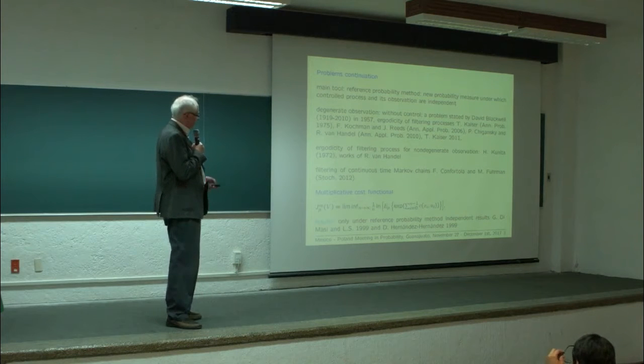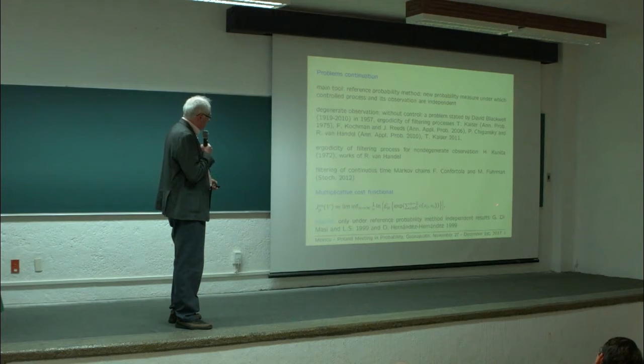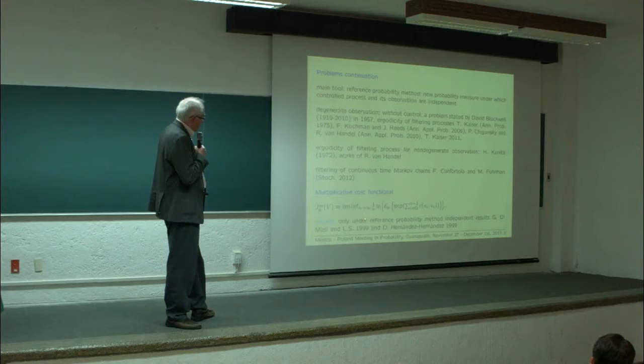So instead of the cost function, which I call the additive cost function, because this is ergodic, we can consider a multiplicative cost function. And we might also be interested in finding an optimal strategy maximizing this cost function. But here the only results I'm concerned with are under the reference probability method, and this is the case when we have non-degenerate observation.